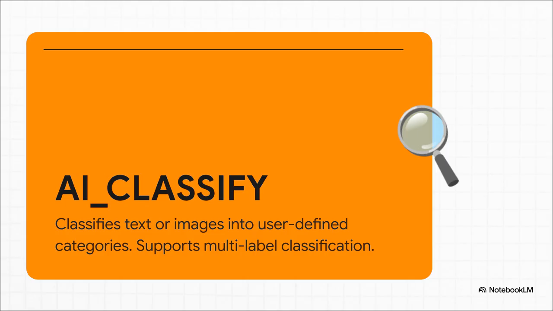Next is AI Classify. This one is just incredibly useful for taming that wild, unstructured data. You just define a few labels like, say, urgent or billing question for your support tickets, and this function will automatically sort your text into those buckets. It's an absolute game changer for things like content moderation or getting customer emails to the right person fast.